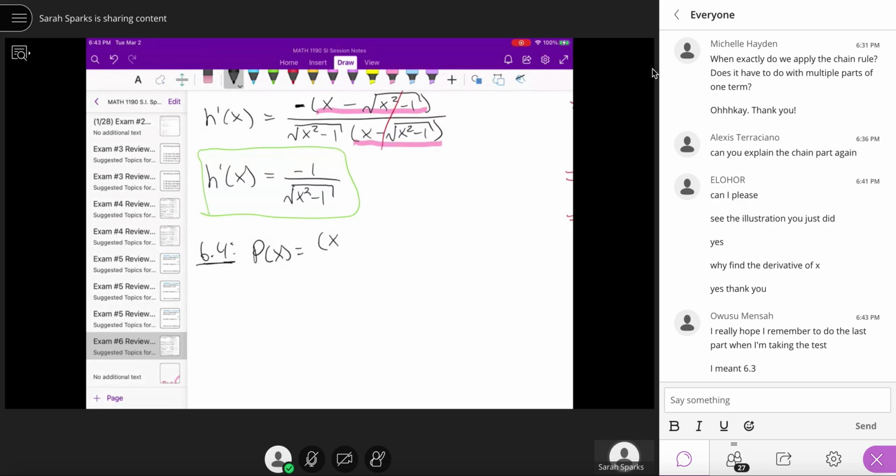So, 6.4 looks really nasty, but it's not that bad, if you're comfortable with logarithmic differentiation. I know you guys are just learning it, so it's definitely a little tricky for you.